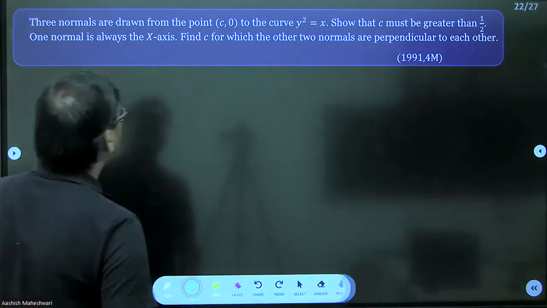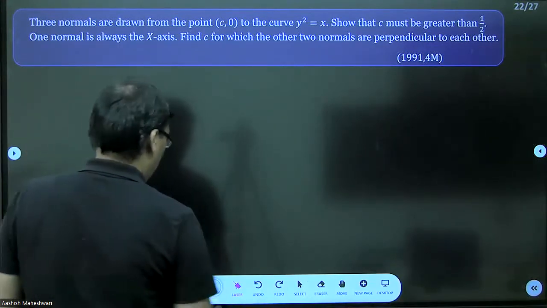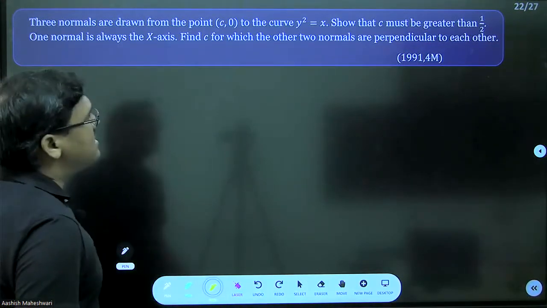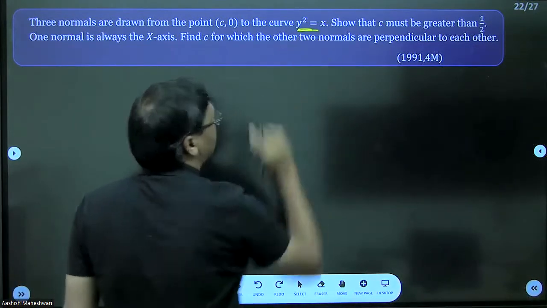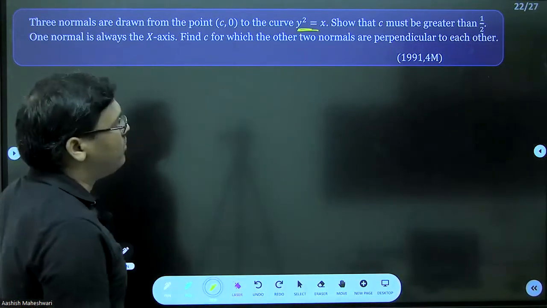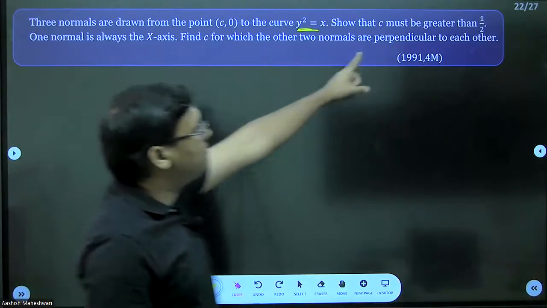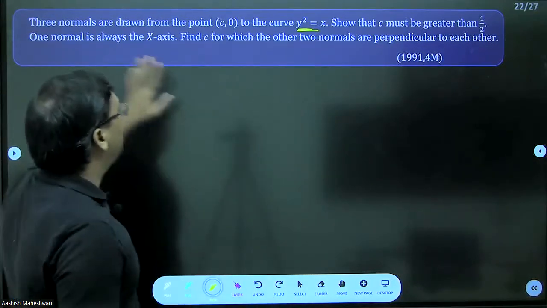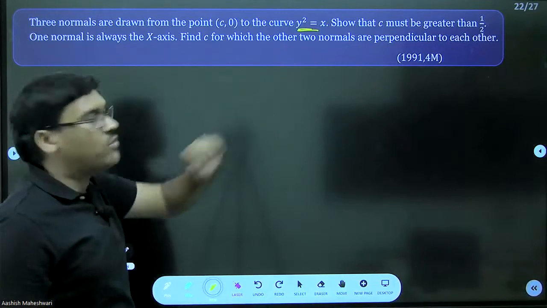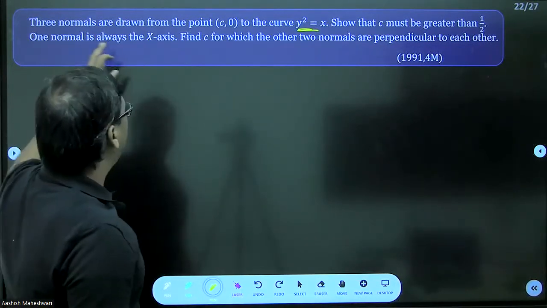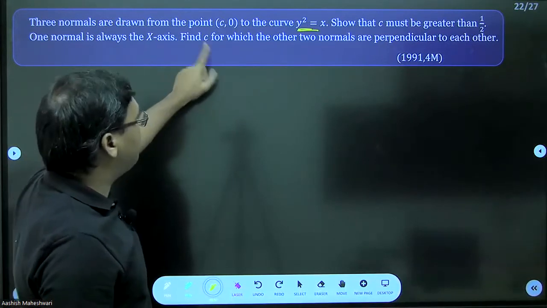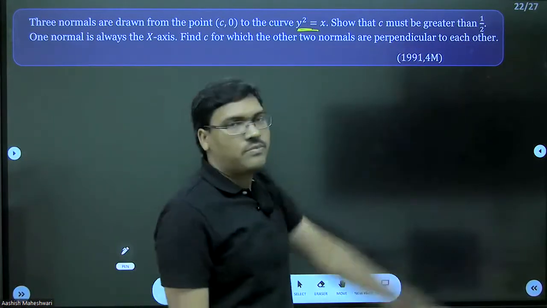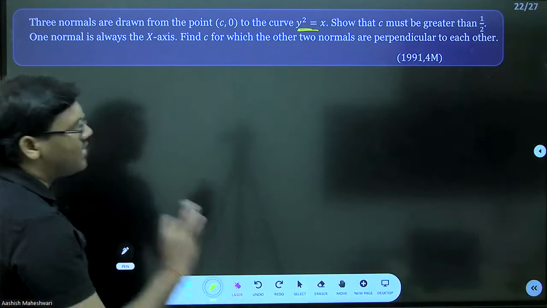The question is: three normals are drawn from the point c comma 0 to this curve y square equal to x, which is a parabola of the form y square equal to 4x, right? Show that c must be greater than half. The first thing you have to prove is that c should be greater than half. One normal is always the x-axis. This is what you have to prove. Find c for which the other two normals are perpendicular to each other.